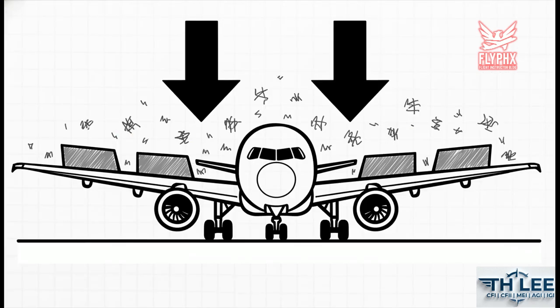Finally, we have spoilers. While flaps and slats create lift, spoilers are designed to entirely destroy it. They're large panels that pop up on top of the wing. By instantly killing the lift, they force the full weight of the airplane firmly down onto the landing gear tires. This gives the wheel brakes maximum effectiveness so large airplanes can stop quickly on the runway.